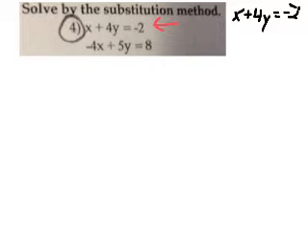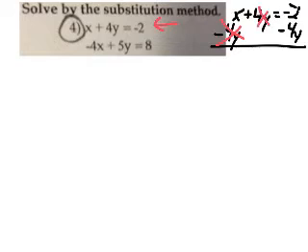I'm not sure I do have room. Alright, so I'm going to add a negative 4y to both sides. Negative 4y, negative 4y. Add those in. The 4y's cancel out on this left side. So what I end up having is x equals a negative 4y minus 2.